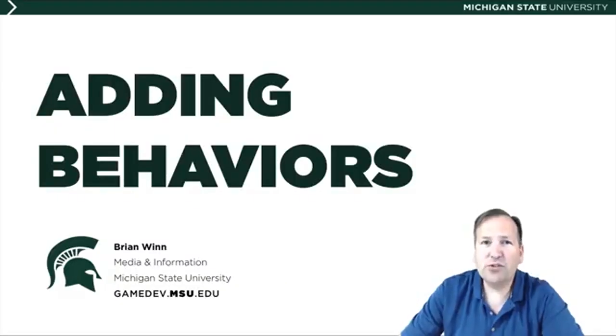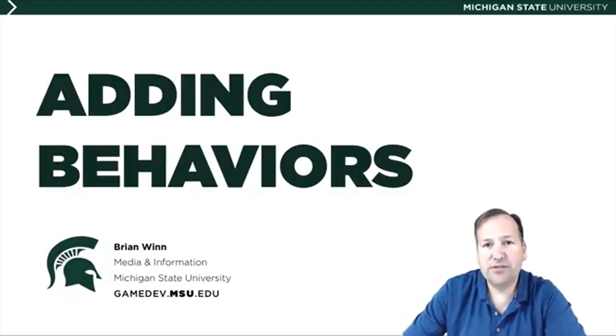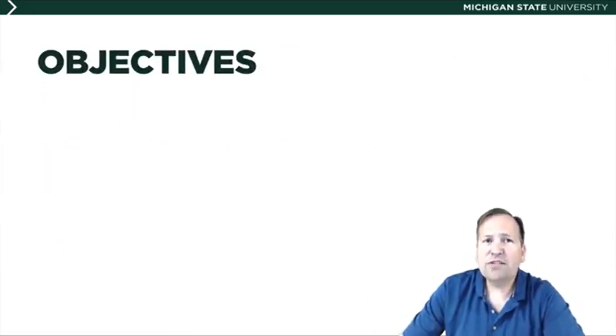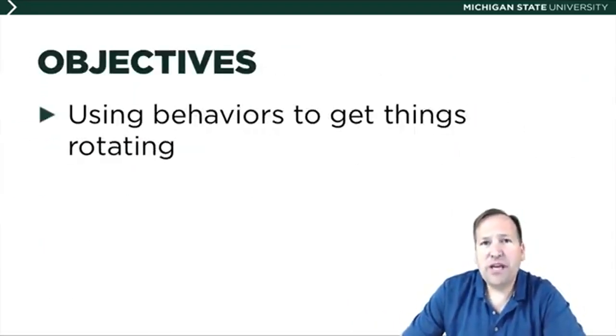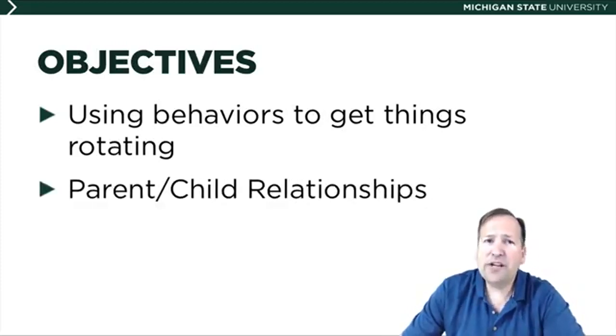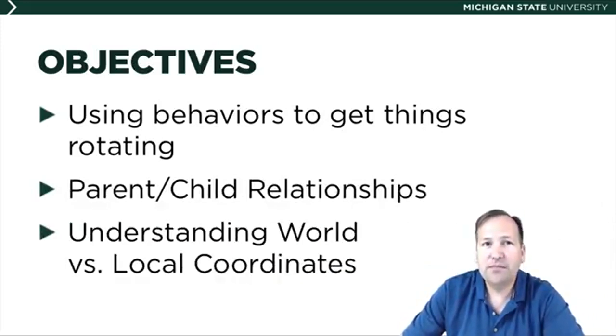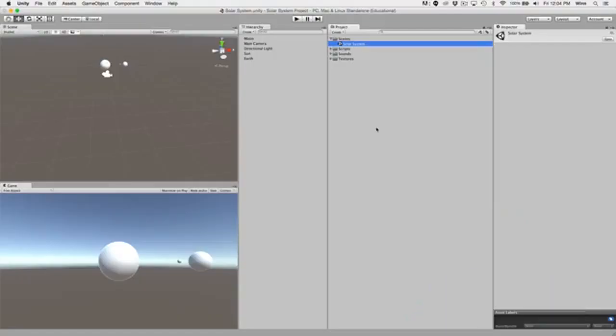In this video, we'll get our solar system moving through the use of behaviors. Our objectives will be to use behaviors to get our game objects rotating in a logical fashion, understand a bit about parent-child relationships between game objects in Unity, and understand the difference between the world coordinate system and local coordinate systems of game objects. All right, so the first thing that we want to do is get our sun moving.